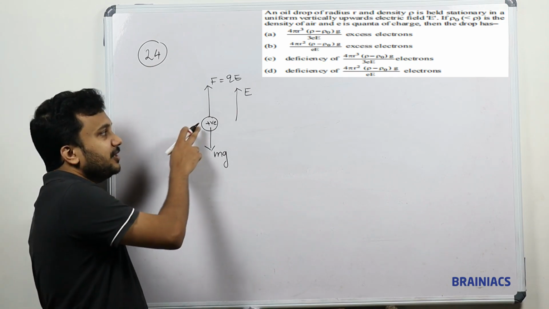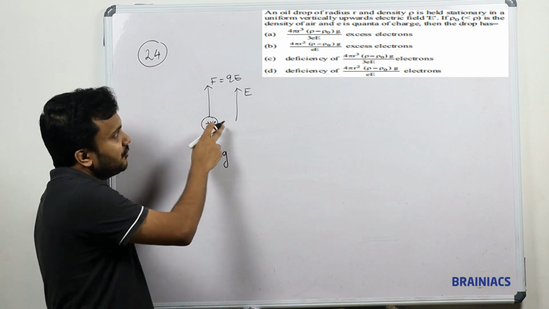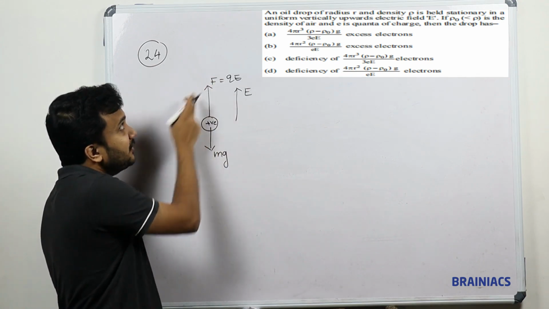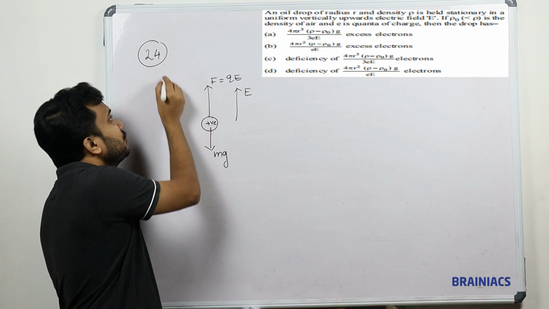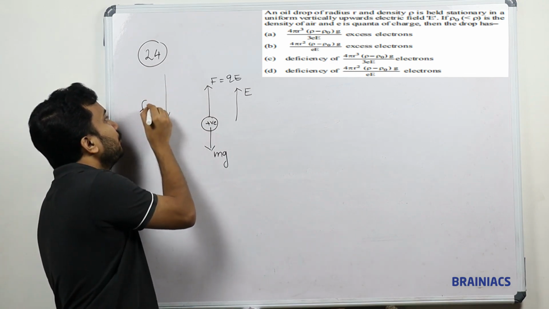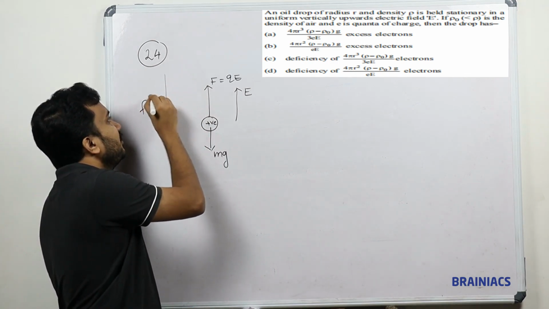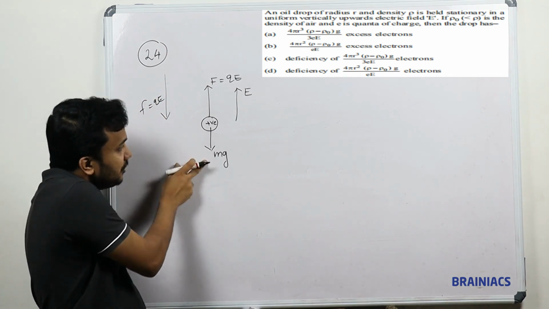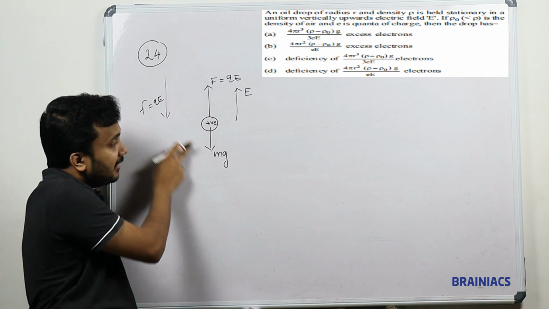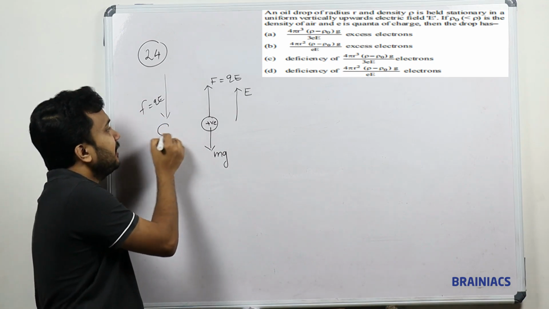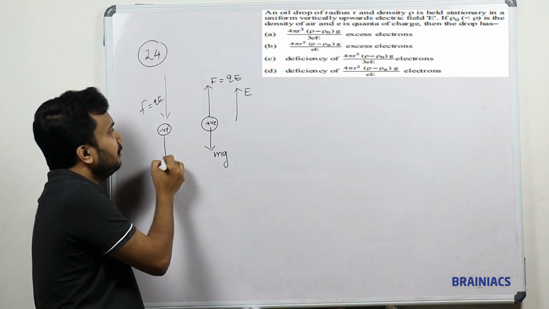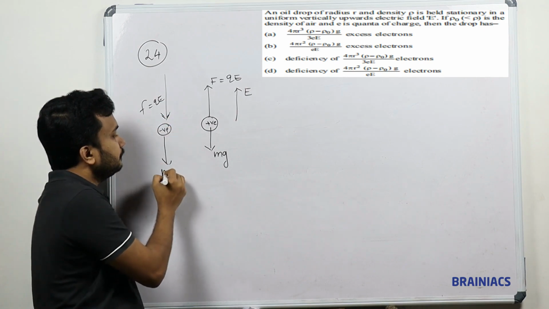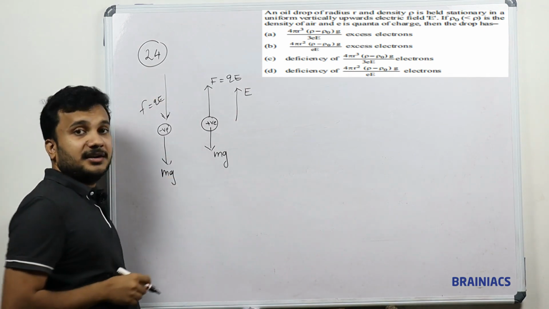Suppose it is a negative charge. Then F is equal to minus QE, so I have to say F is equal to QE in this direction if Q is negative. In that case QE and mg are both acting in the same direction. If it is negative, this will be like this. Both forces are acting in the same direction.